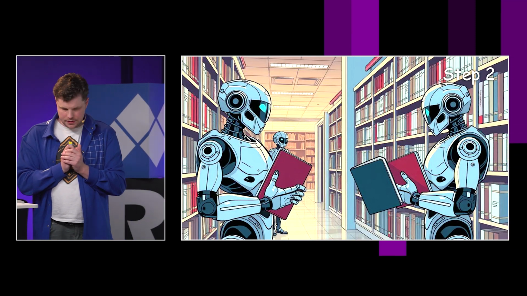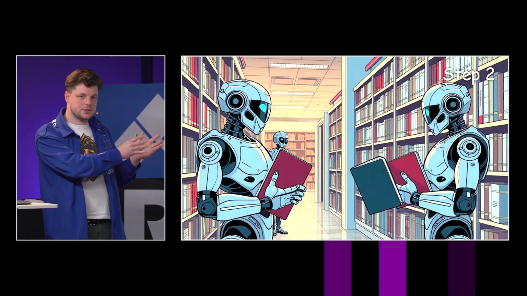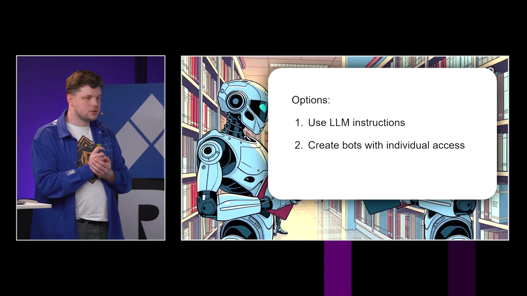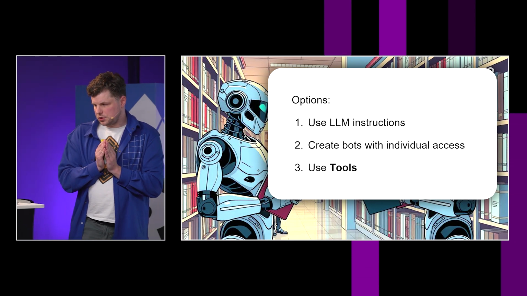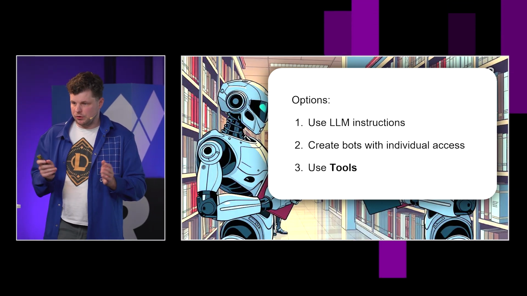But this is just the first step. The next step is to separate information by access levels, like user's role, regular employee or manager, department, location, and so on. There are several ways to do it, or options: using LLM instructions, create bots with individual access, and using the tools. In this short speech, I will focus only on this approach.